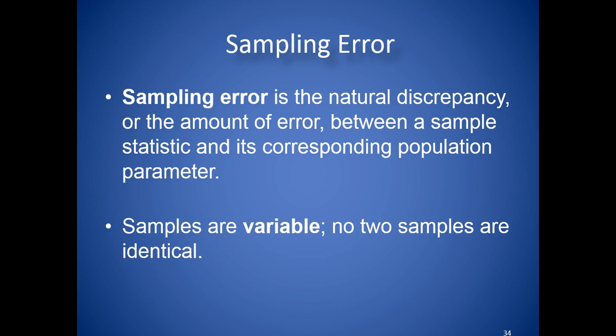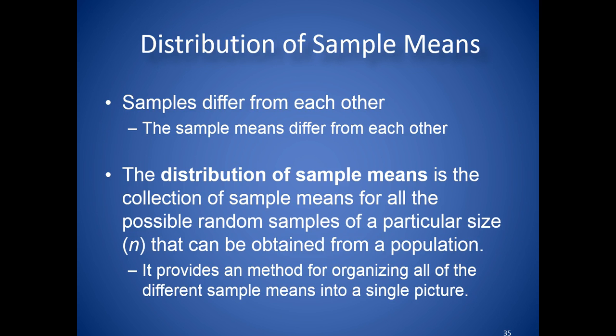That's because samples are variable. No two samples are identical. And so you sometimes could have a sampling error, because between your sample statistics and your corresponding population parameters, there is a natural discrepancy.